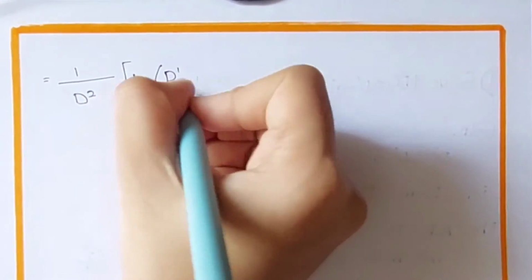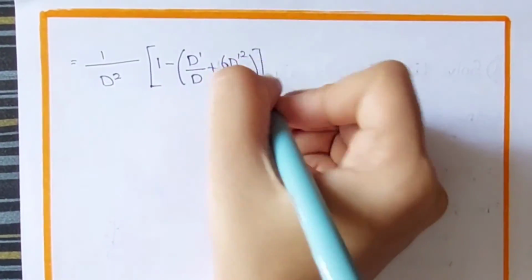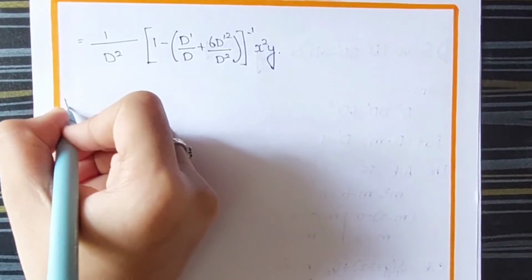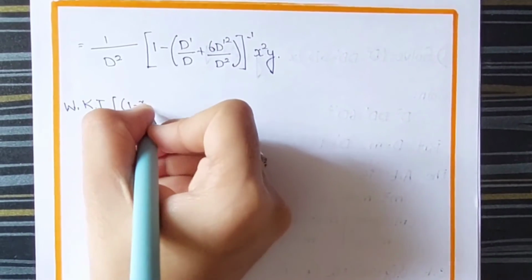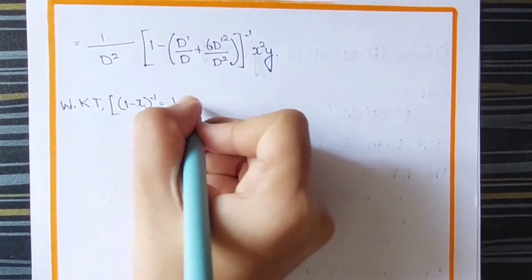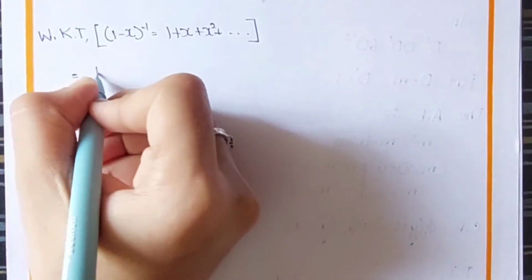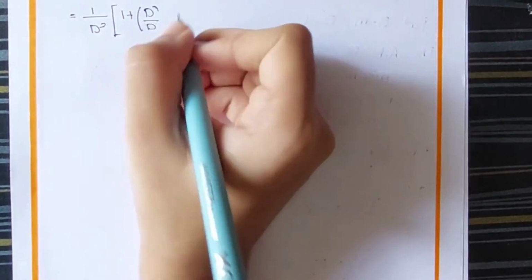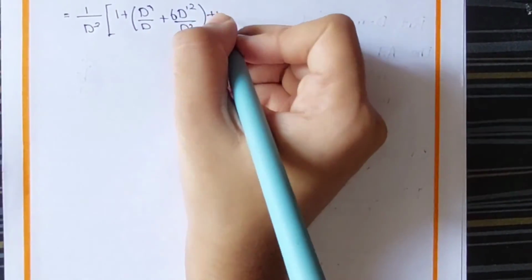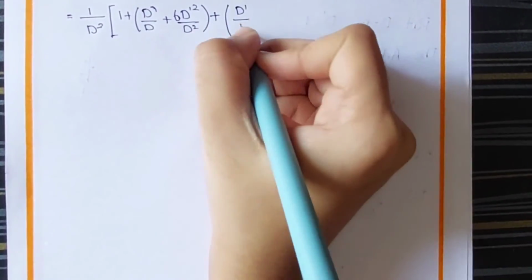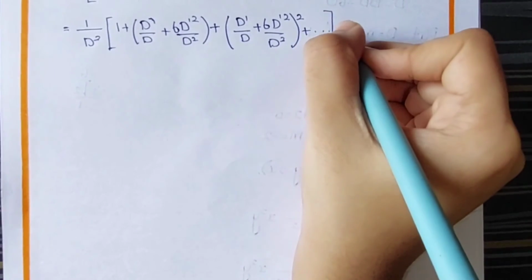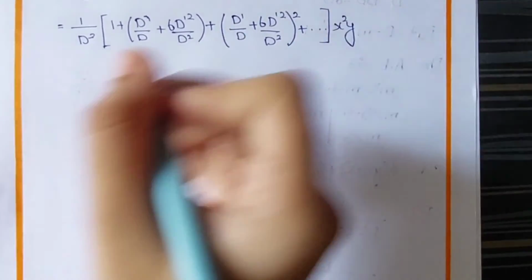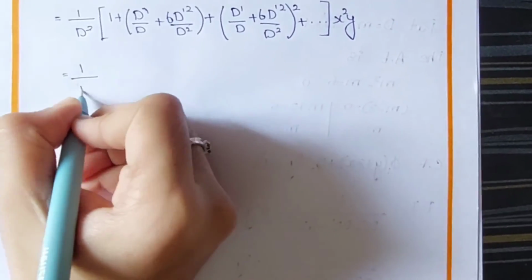To bring it in the format (1 minus x) the whole inverse, I am going to take inverse for this. Now I am going to write it in the expansion of (1 minus x) the whole inverse format, that is 1 plus x plus x square, so that I can write it as 1 plus (D' by D plus 6D' square by D square) plus (D' by D plus 6D' square by D square) the whole square, and x square y. Next, I am going to multiply each term with x square y.